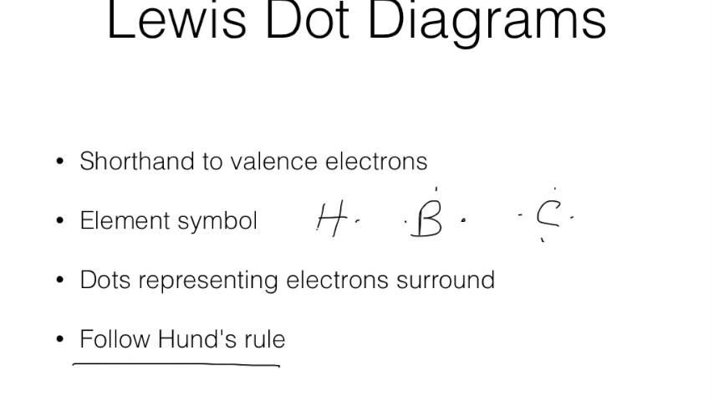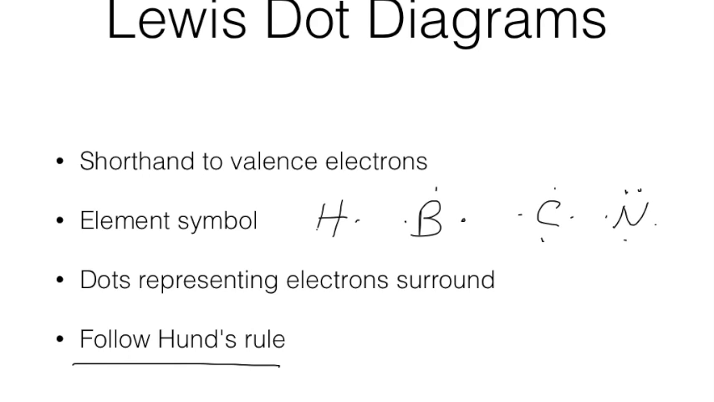Okay? What about nitrogen then? Nitrogen has how many valence electrons? 5. So I would half fill all those spots. Now that I've gone all the way around nitrogen, now I can add a pair. So put a pair there. Okay? Does that make sense?